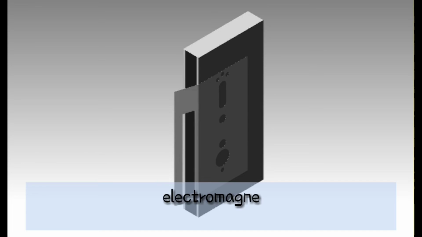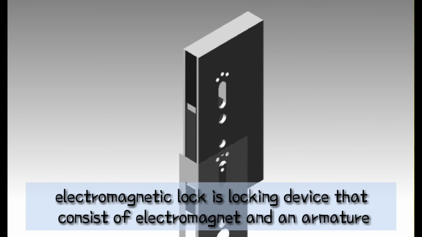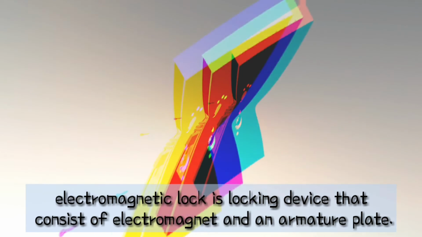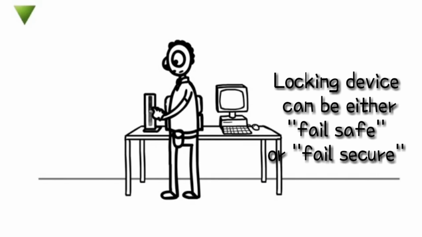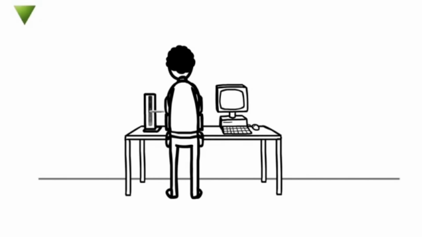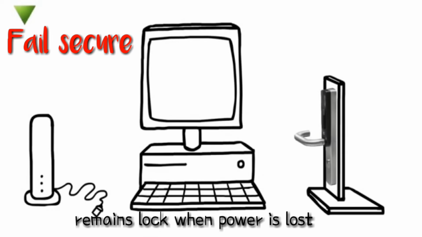Electromagnetic lock. An electromagnetic lock is a locking device that consists of an electromagnet and an armature plate. Locking devices can be either fail-safe or fail-secure. A fail-secure locking device remains locked.